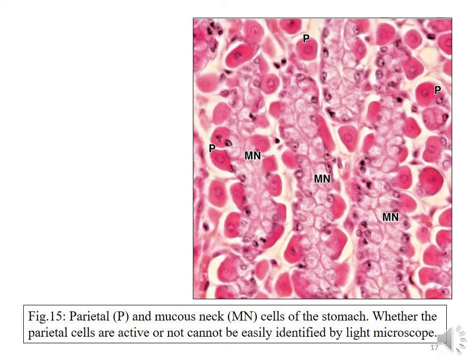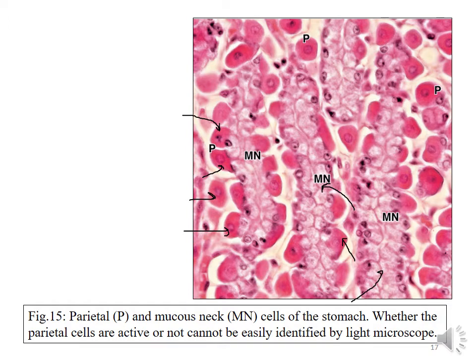Another image here. Again, the red cells, the acidophilic cells, these are parietal cells. As you can see, they are easily identified and they are numerous. The cells next to the parietal cells that appear vacant or white in color, these are the mucous neck cells. All these are the mucous neck cells.